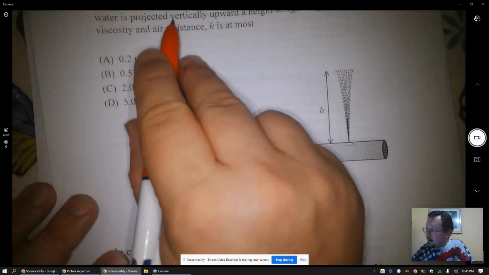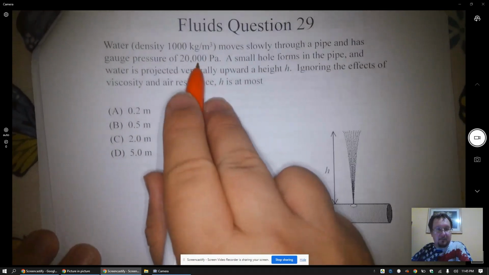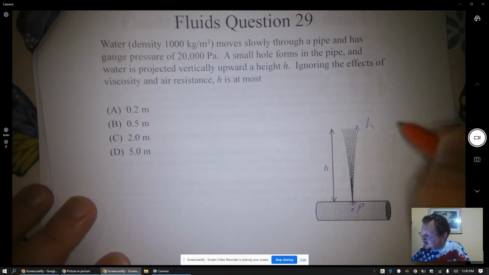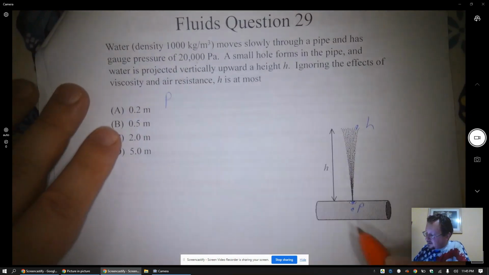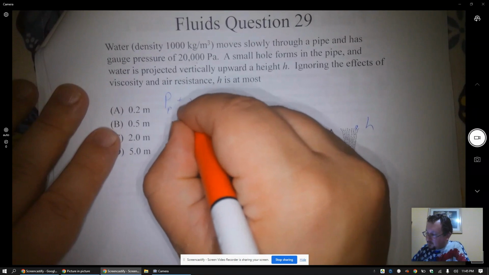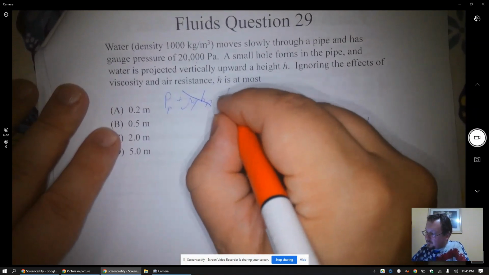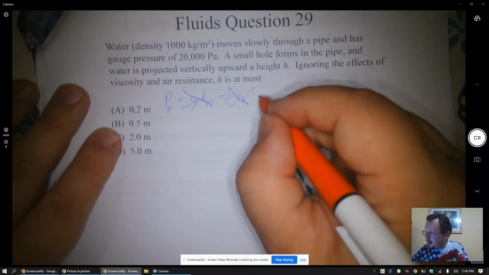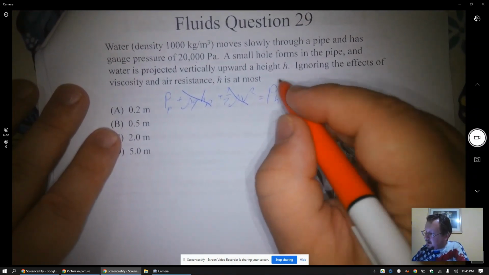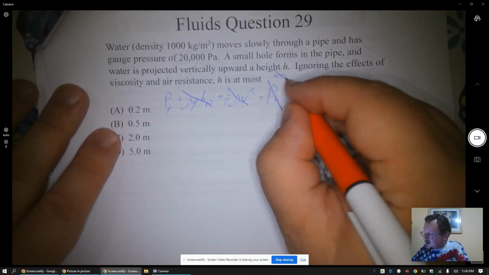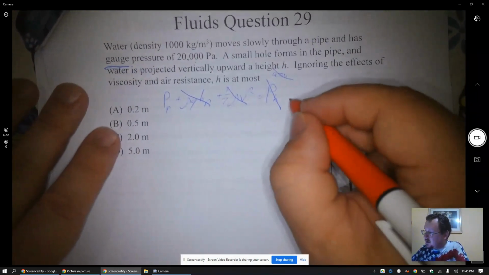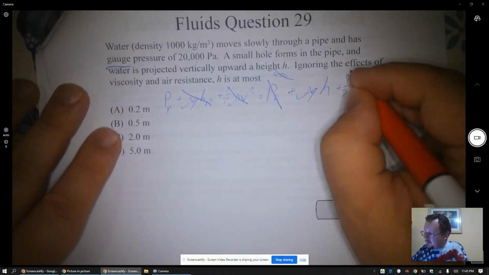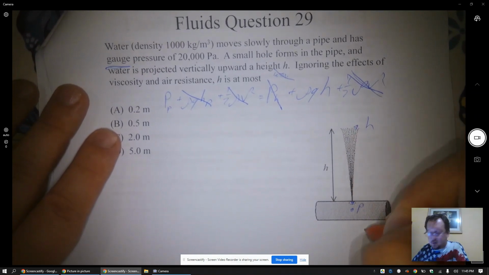Okay, the gauge pressure in the pipe is 20,000. So I'm going to say P for pipe and H for highest. The pressure in the pipe plus rho g height of the pipe, which is 0, plus 1/2 rho V squared pipe, which is 0 because the hole is so tiny compared to the barrel of the pipe, equals the pressure at this height, which is 1 atmosphere, which I'm going to count as 0 for gauge pressure, plus rho g height, which is what I really want to know, plus 1/2 rho V squared. But the V is 0 because the water molecules stop for a moment before going back down.